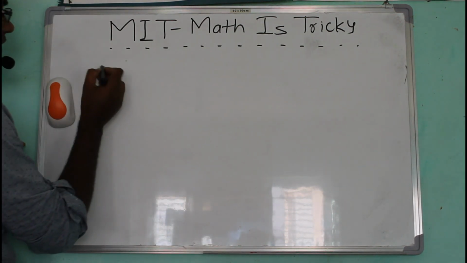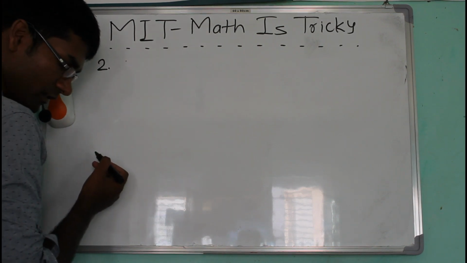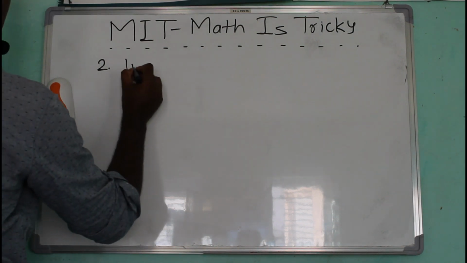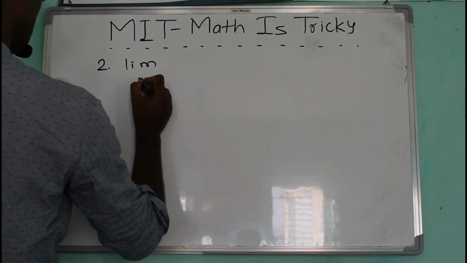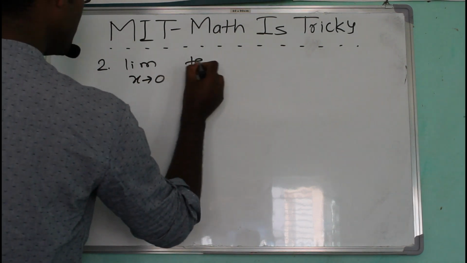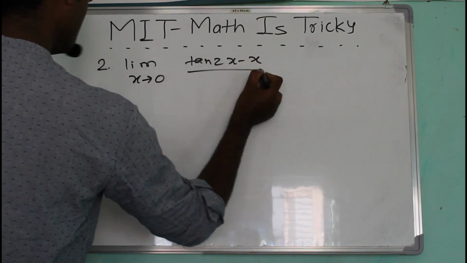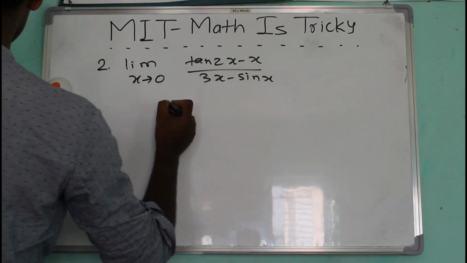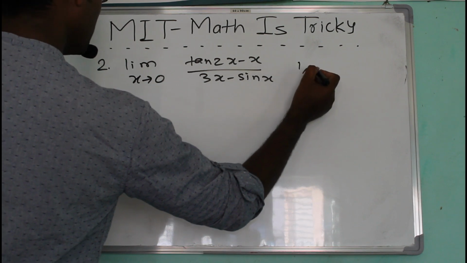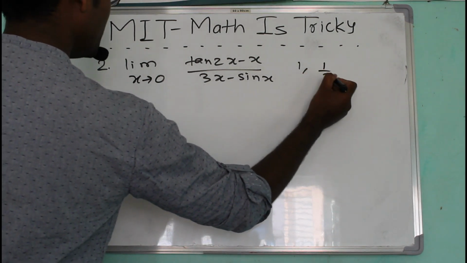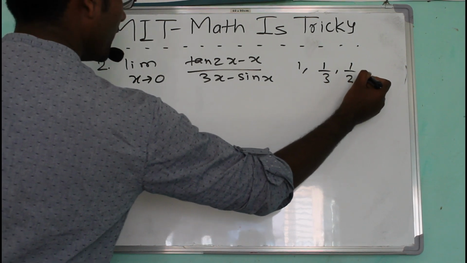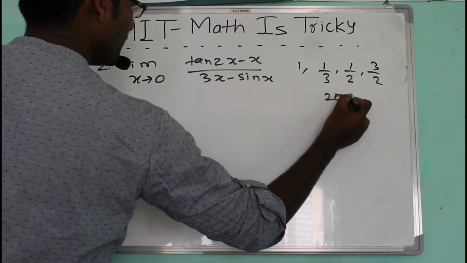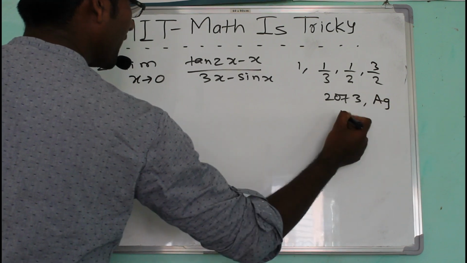The second question is: limit x tends to 0 of (tan 2x minus x) by (3x minus sin x), and options are 1, 1 by 3, 1 by 2 and 3 by 2. This question was asked in 2073 AG in the TU exam. See, this is the information.